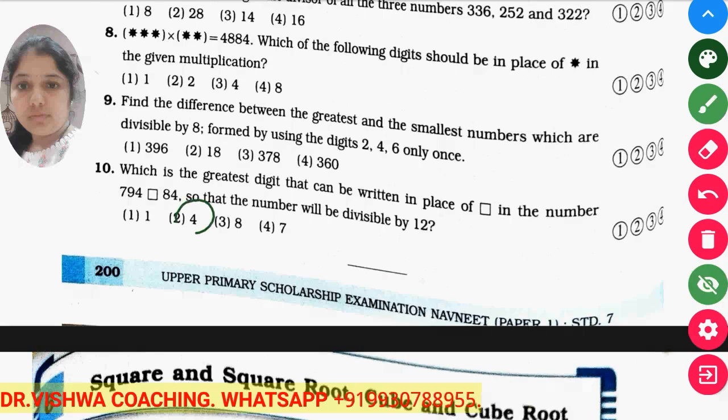So we have to add 4 in it. So it becomes 36, which is divisible by 4 and which is divisible by 3. So it is divisible by 12 also. Okay. So like this you can solve.